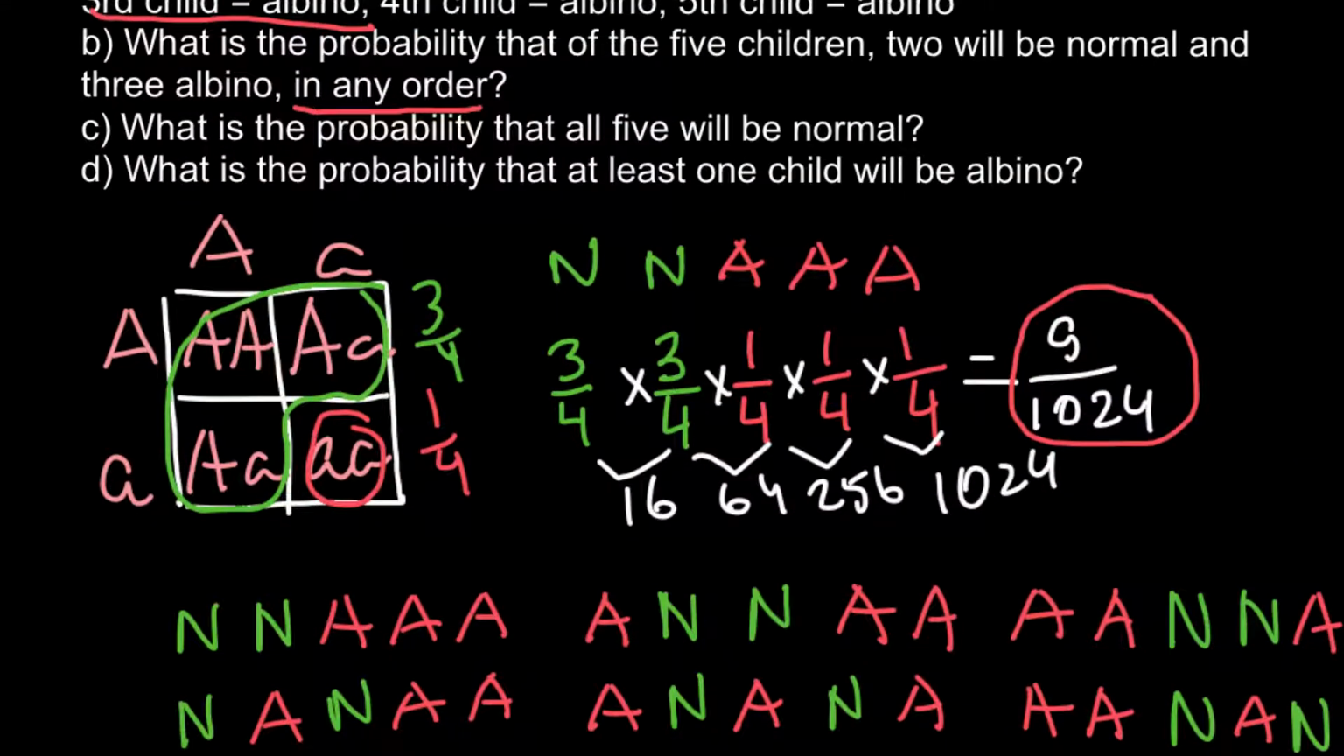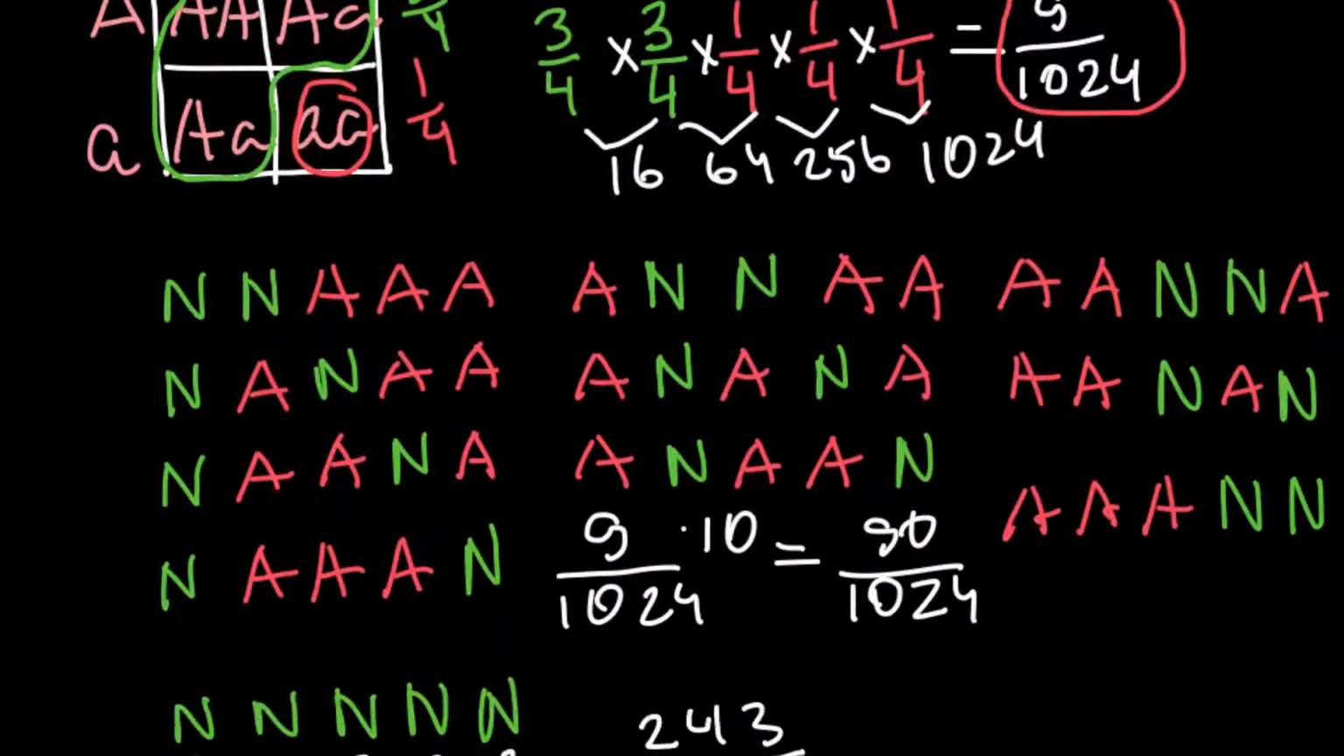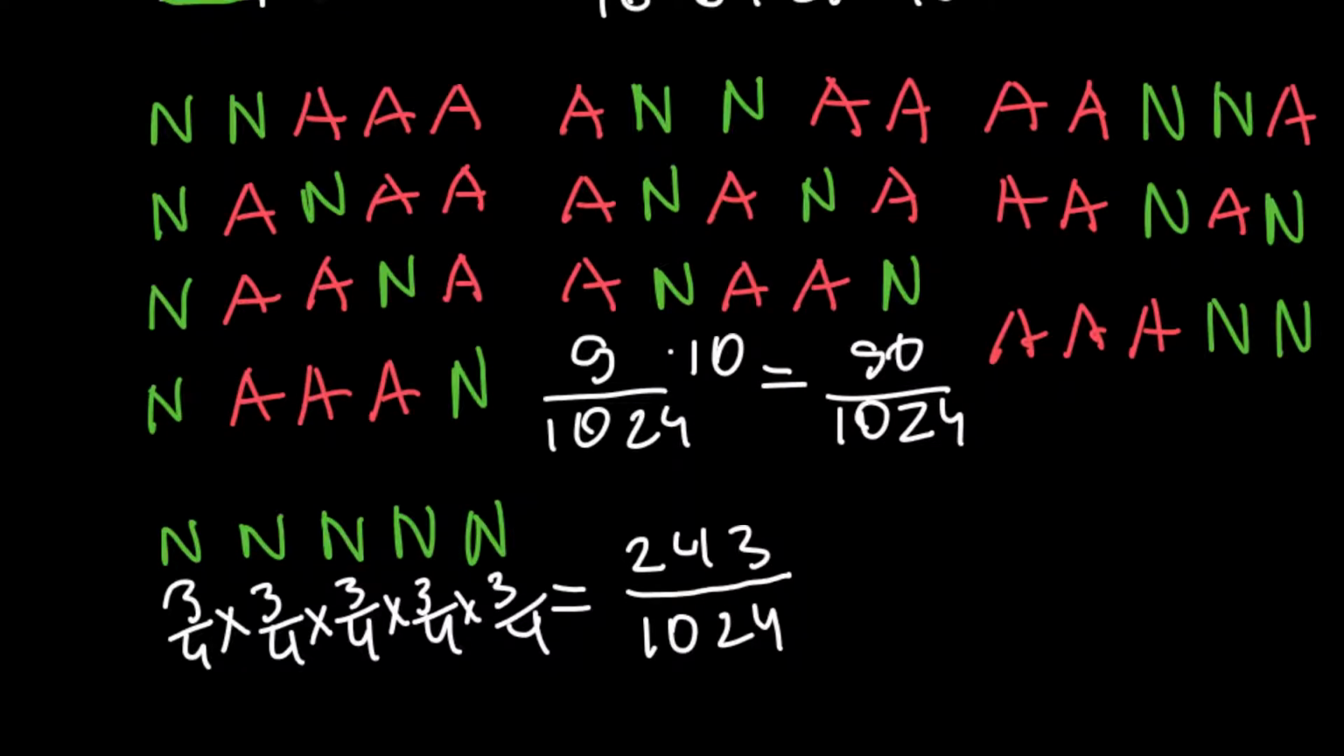So this is going to be an answer for the third question. Question C, what is the probability that all 5 will be normal? And the last question, what is the probability that at least one child will be albino? And this is probably easiest question. We already have found probability that all 5 children would be phenotypically normal, and all the rest variants would have at least one child that is going to be albino.